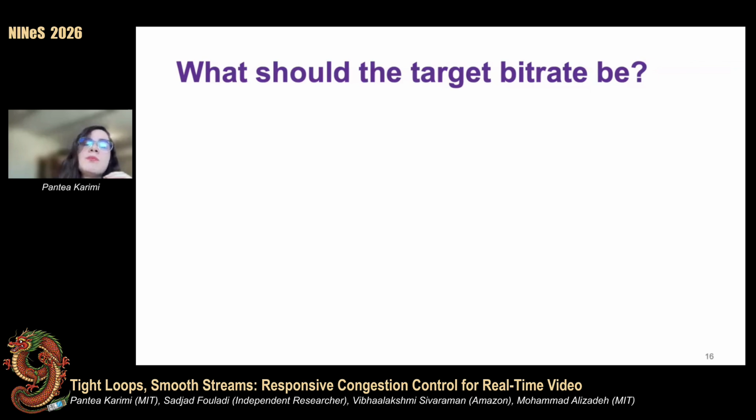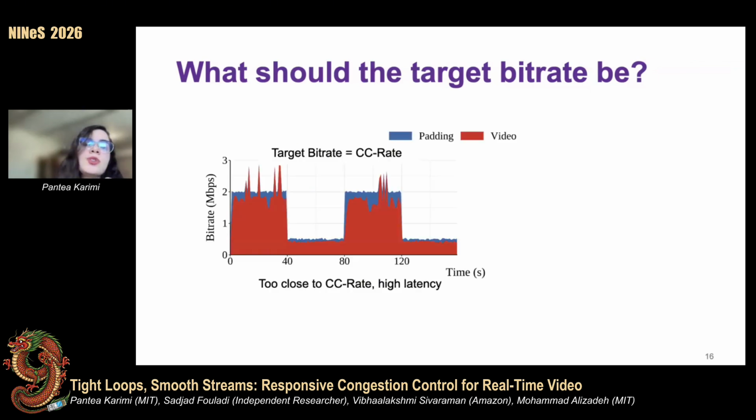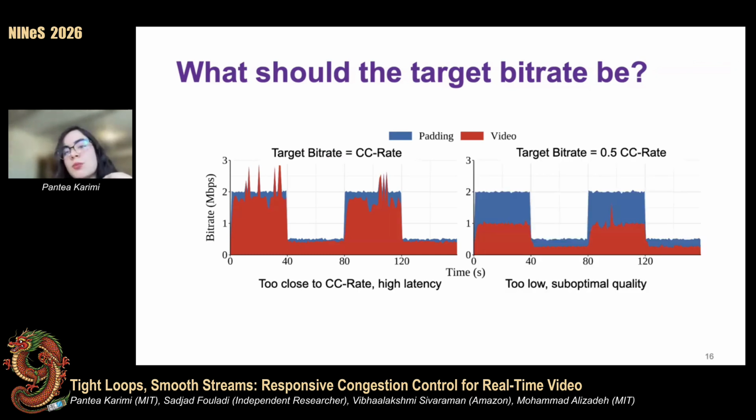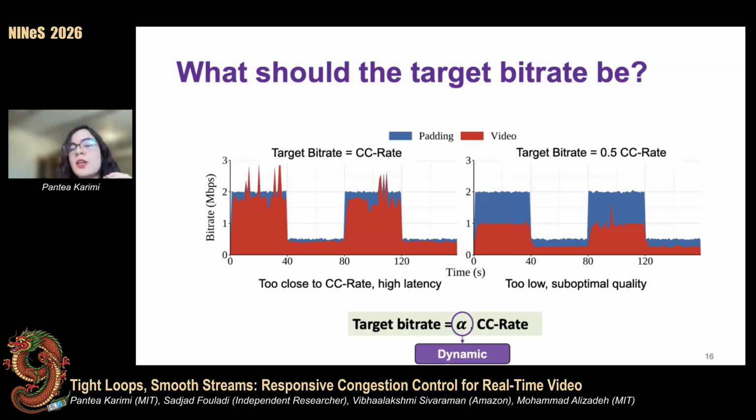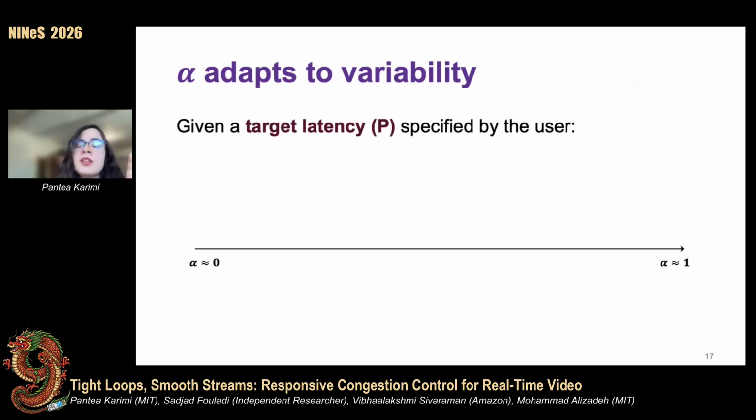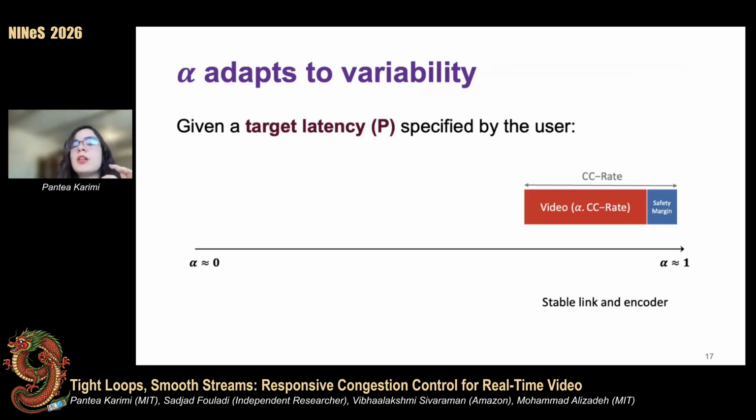Now, what should the target bitrate be? If the target bitrate is chosen very aggressively close to the link rate, it can cause high latency. And if it's too conservative, the latency would be fine, but the video quality would suffer. In Vidaptive, we chose to pick the target bitrate dynamically as a ratio of the congestion control rate that we estimate. This parameter alpha adapts to the variability. The user specifies the target latency, and Vidaptive adjusts alpha online to meet the latency.